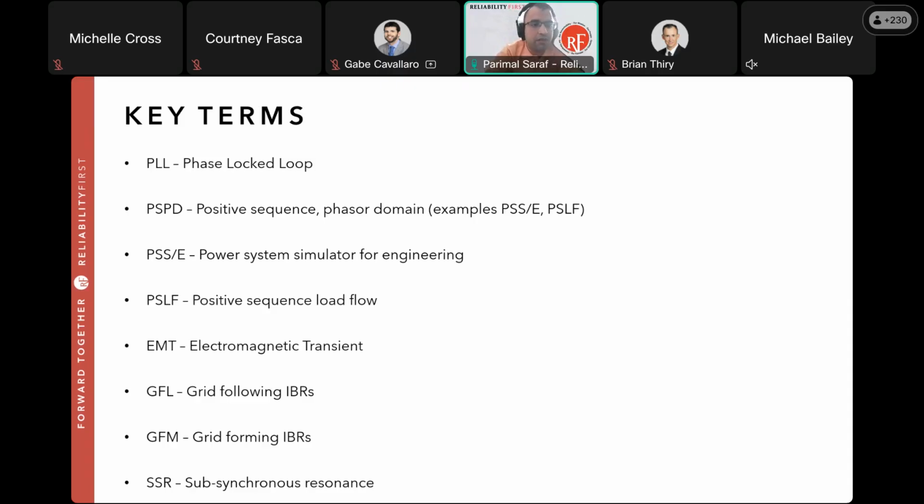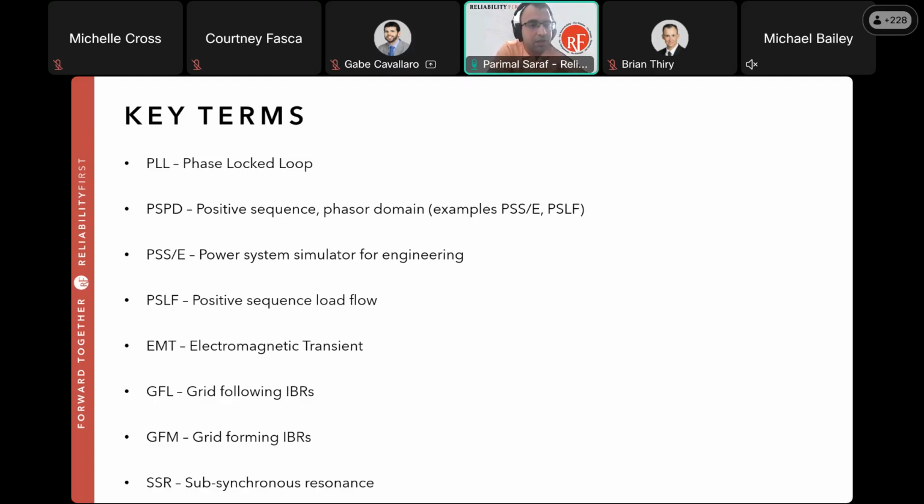PSPD and EMT: when we talk about performing dynamic simulations for a bulk electric system, we are typically talking about one of these two simulation ideologies. PSPD is called positive sequence phasor domain. Popular software tools like PSSE and PSLF, which are pretty much industry standard tools, fall under this category. The main advantage of this software philosophy is that we are able to run extremely large power system networks and run dynamic analysis on these bulk electric systems.